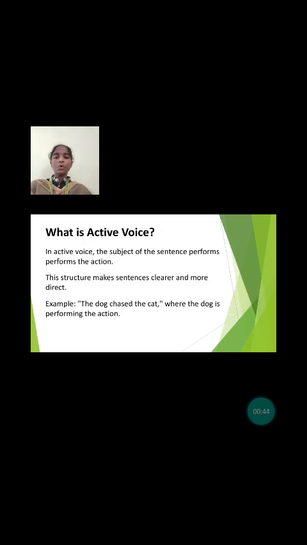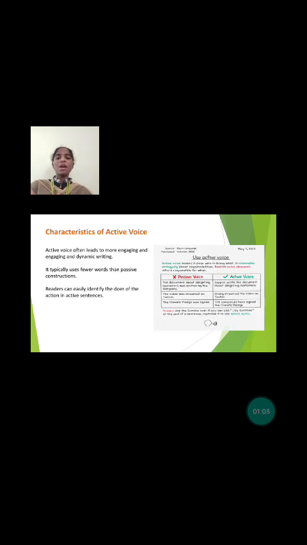What is the active voice? In active voice, the subject of the sentence performs the action. This structure makes sentences clear and more direct. For example, in active voice, the dog chased the cat, where the dog is performing the action.